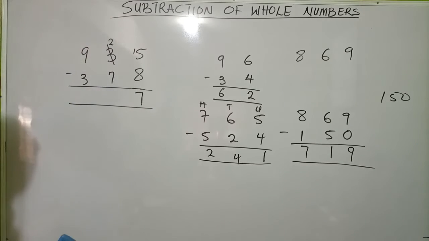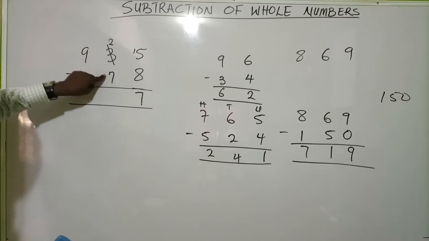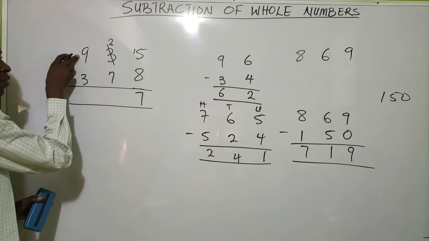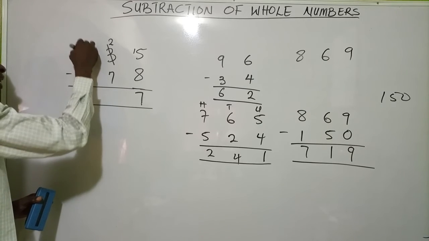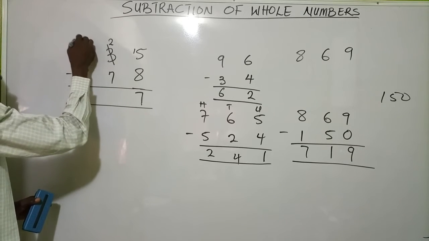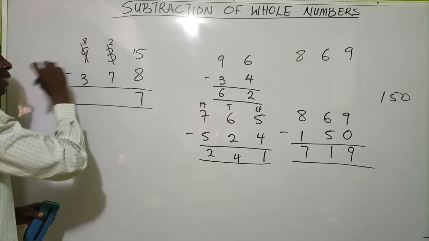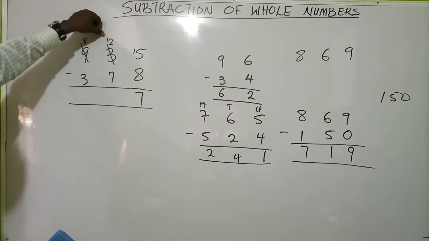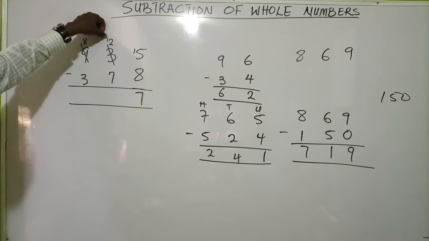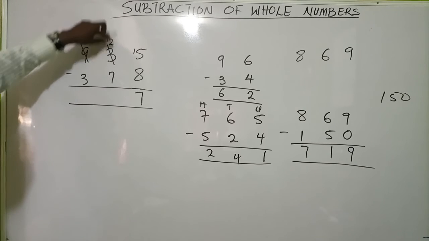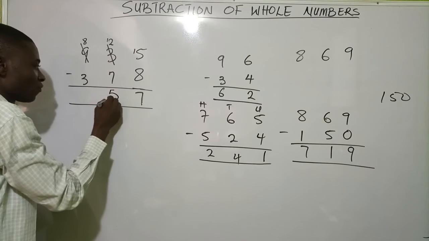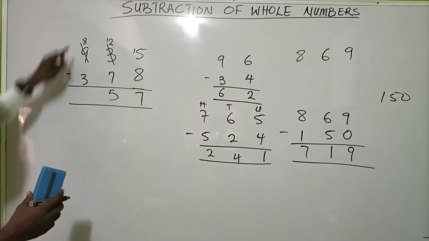Here we are left with 2. 2 minus 7. Is it possible? 2 is also very much smaller than 7. So what will I do? I will come over to this number here now, that is the next one, which is 9. I will borrow 1 from it, and it will remain 8. So that 1 I'm borrowing, I will drop it here. It becomes 12. So 12 minus 7 will give us 5.